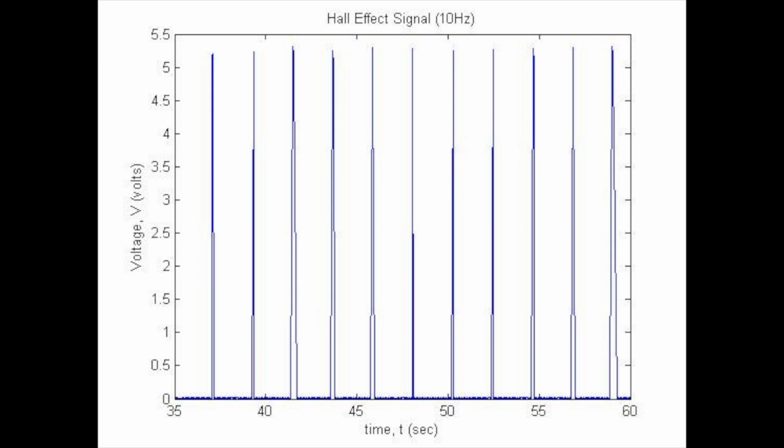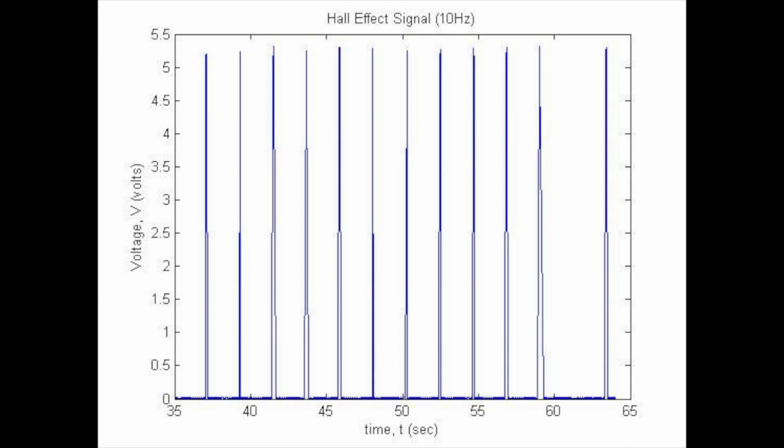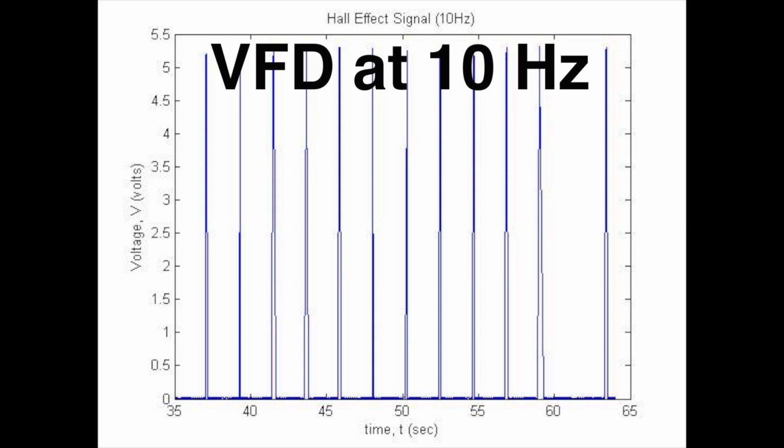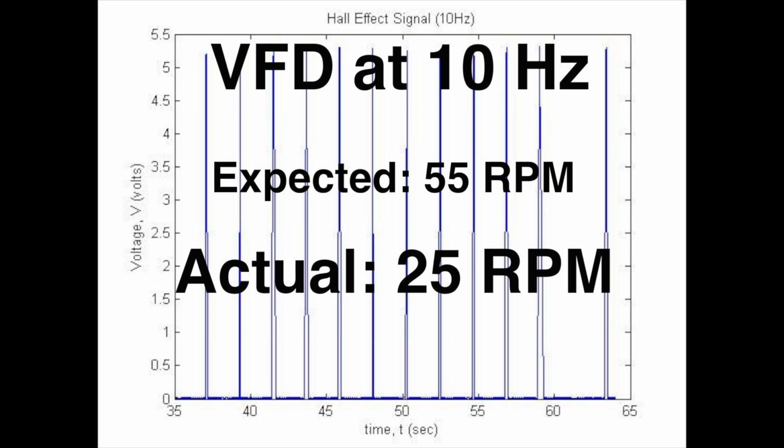the spikes. However, as the revolutions of the drive plate increased, the Hall effect sensor used did not have a fast enough response time to capture every moment the magnet passed by. As a result, the data collected did not represent the actual RPM of the drive plate. When the VFD was operating at a constant 10 Hz setting, the drive wheel was expected to be at an RPM of about 55, but the Hall effect sensor only recorded approximately 25 revolutions per minute.